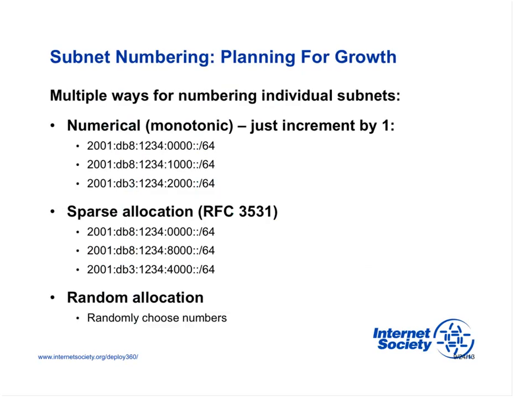Okay. So one other piece that you need to think about when you're allocating this is, how do you want to number those individual subnets? How do you want to work with it? Do you want to just increment it by 1? Or there's some other techniques. You can use what's called sparse allocation, which there's an informational RFC out there which talks about how you could create something that jumps around in your address space so that you could have space for growth.